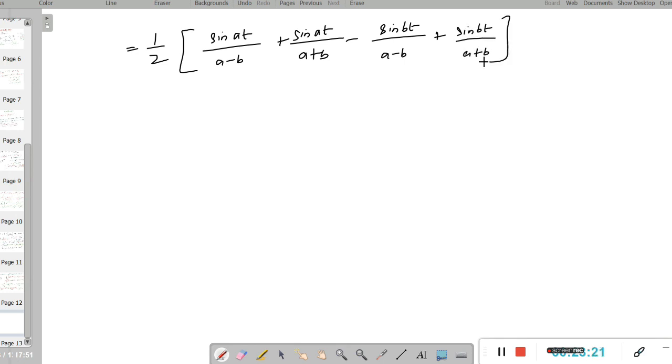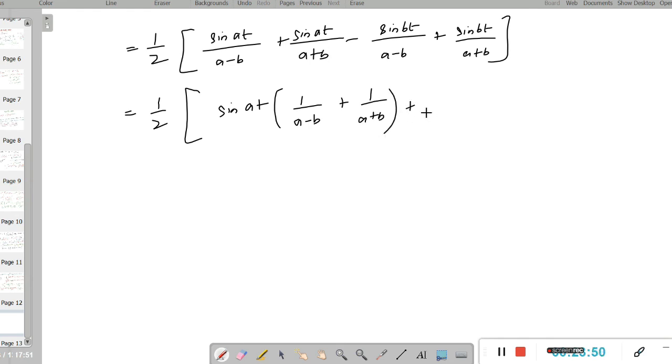So here, from the first two terms, you can take sin at as a common term. In the second term, you have to take sin bt as a common term, right? So from that you may get 1 by 2. If you take sin at as a common term, you may get 1 by (a minus b) plus 1 by (a plus b). Here I am taking sin bt as a common term. From the third and fourth you may get the remaining term as 1 by (a plus b), 1 by (a minus b).